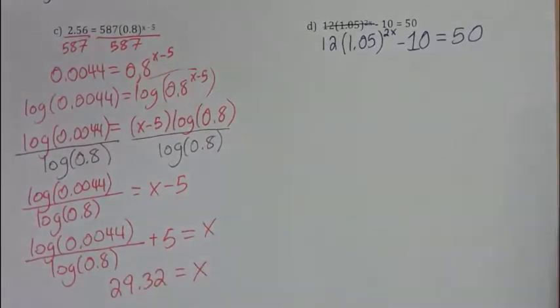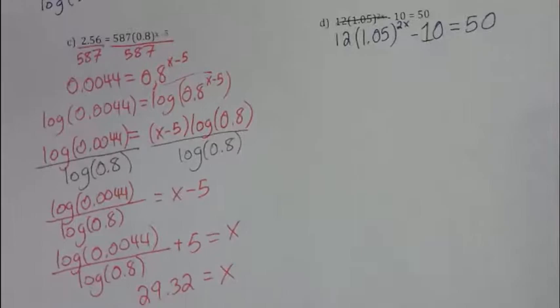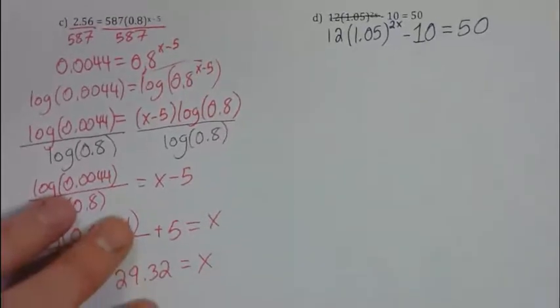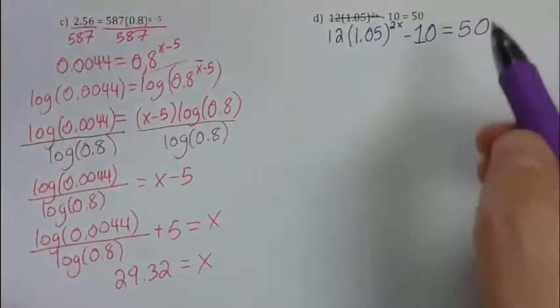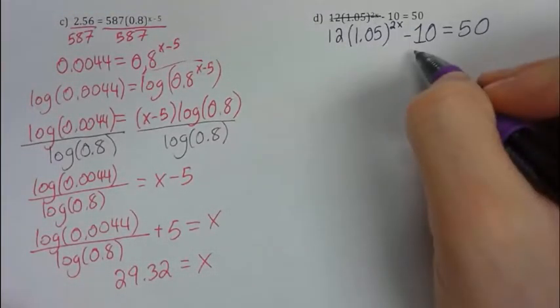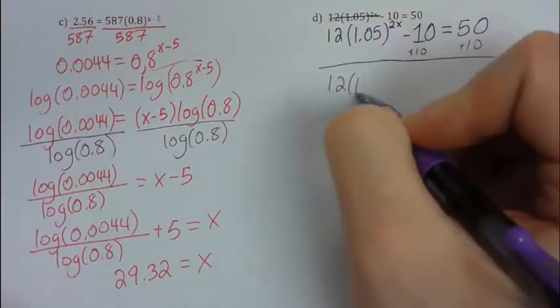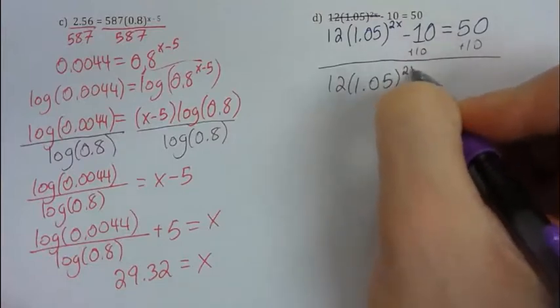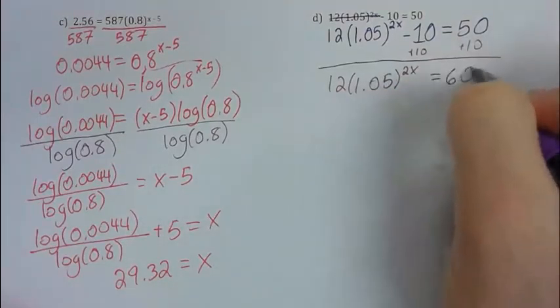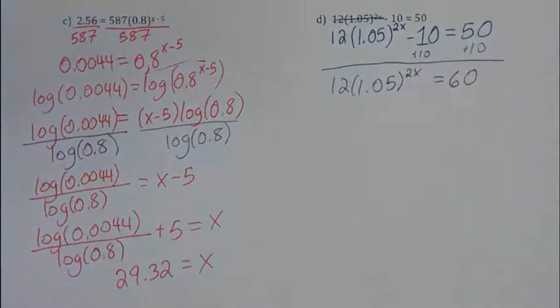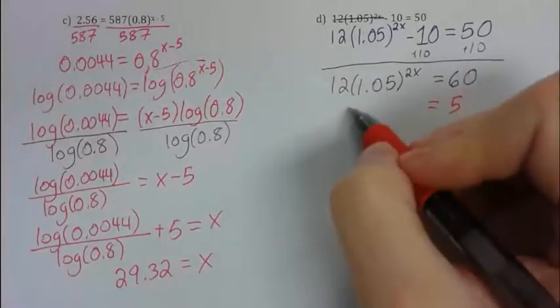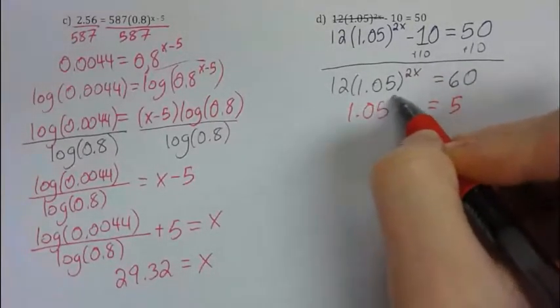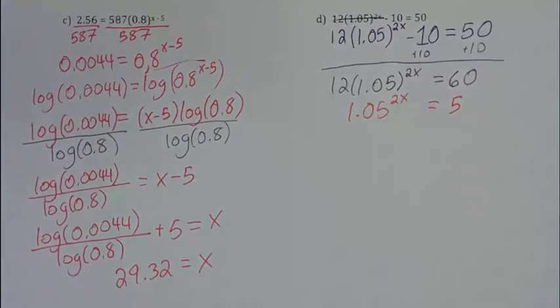And last but not least, let's try problem D. So we have some different things happening with a minus 10 on the end and then a 2x up at the top. So now we are going to add 10 to both sides. So we have 12 times 1.05 to the 2x equals 60. So then we're going to divide by 12 on both sides, and luckily we know that 60 divided by 12 is 5. So I have that after dividing both sides by 12.